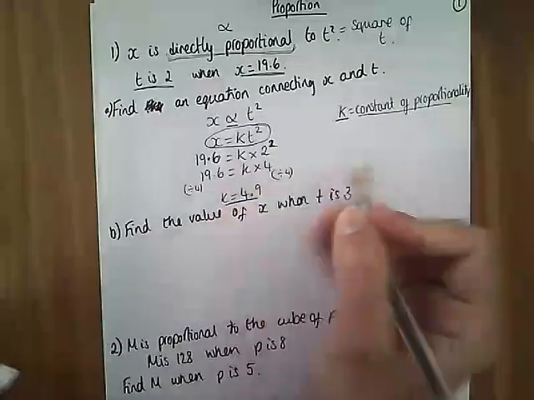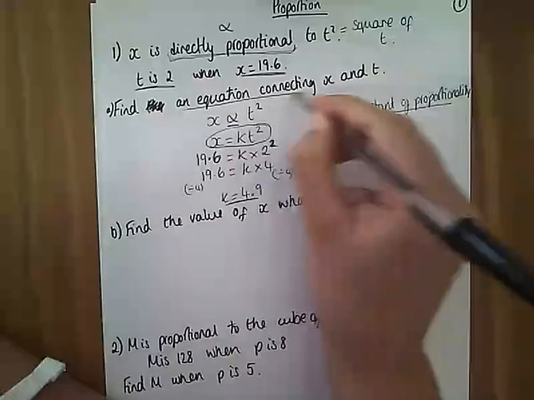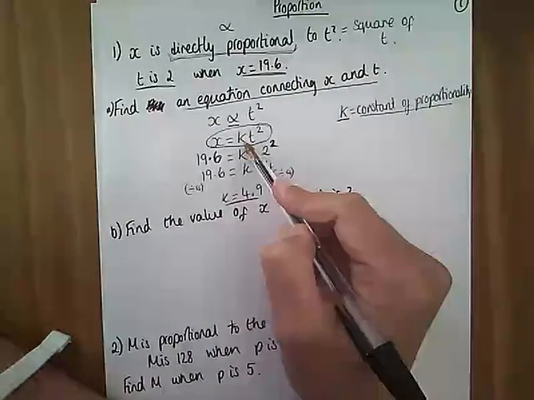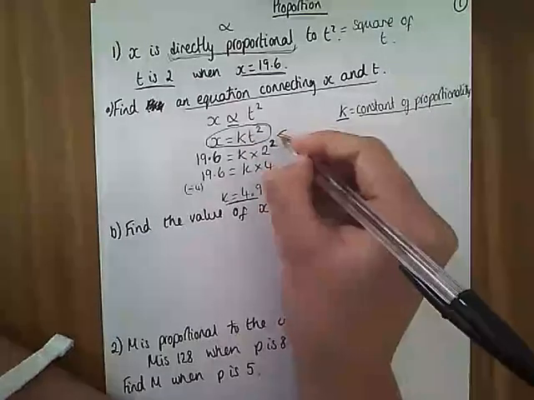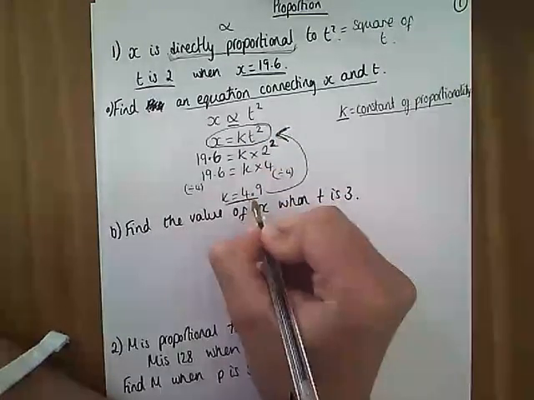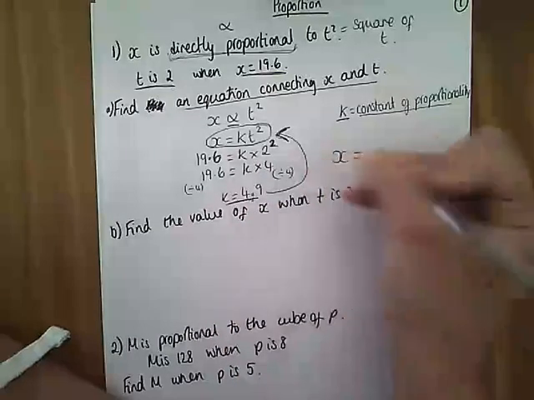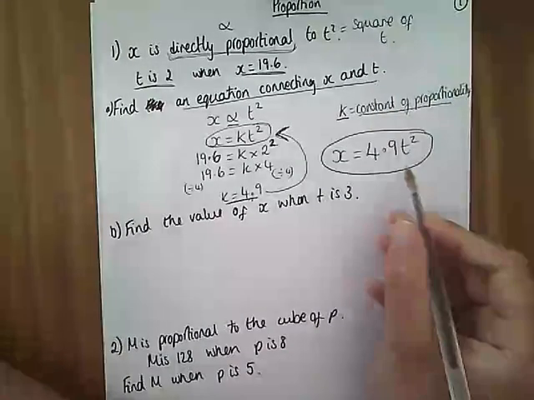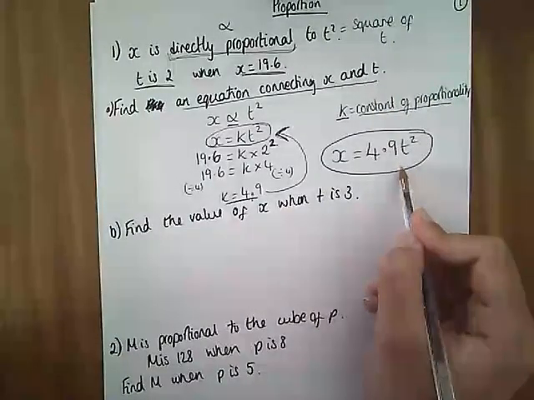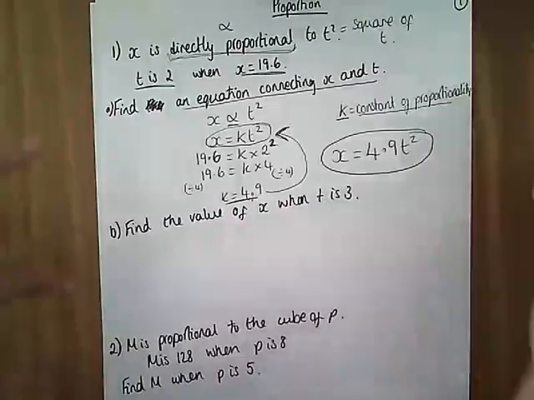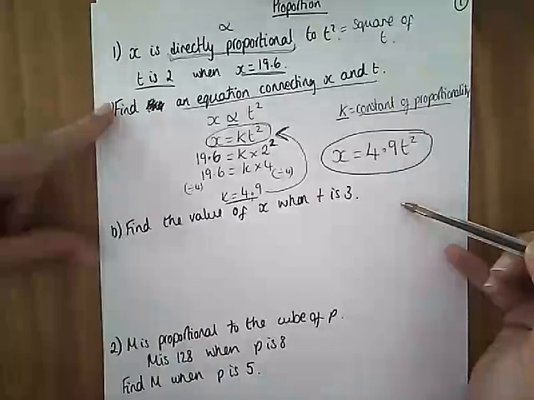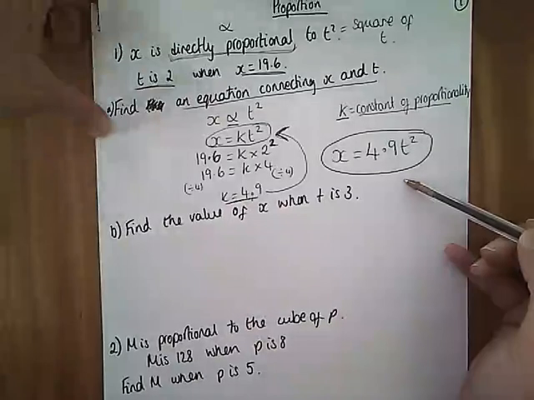Okay? It's asking us for an equation connecting x and t. That is because x and t can change every time, k stays the same. So our equation, you must do this step, put whatever your k is back into the equation. So our equation is x equals k, which is 4.9 t squared. Now that equation is going to work for every single value of x and t. Now, if the question does not ask you to do this, you have to do it anyway. You have to do it every single time. So we have to find an equation connecting whatever two things are proportional to one another.